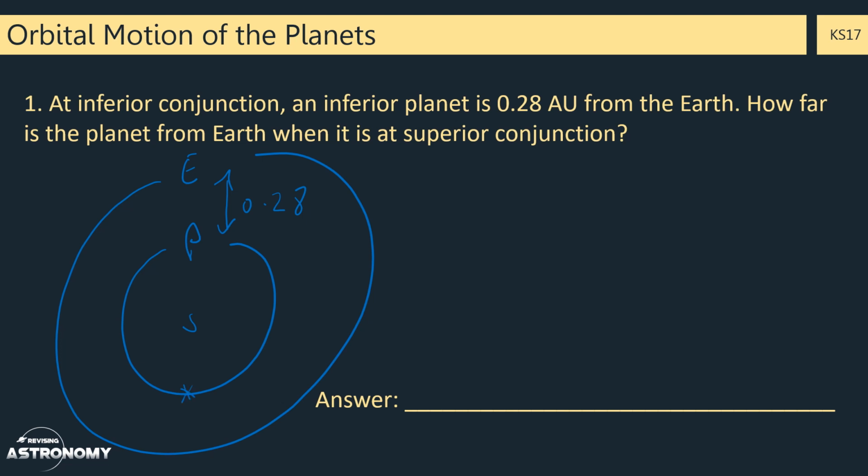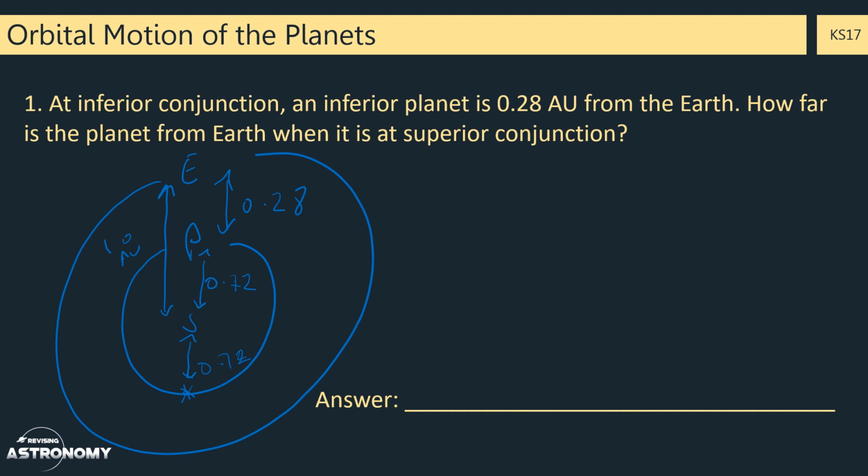So when the planet is here. Well, to know that, we need to work out the distance between the Sun and the planet. Now we know that this distance here from Earth to the Sun is 1 astronomical unit. So therefore the distance between the planet and the Sun must be 1 minus 0.28, which is 0.72 astronomical units. We therefore know that the corresponding distance on the other side will also be 0.72 astronomical units.